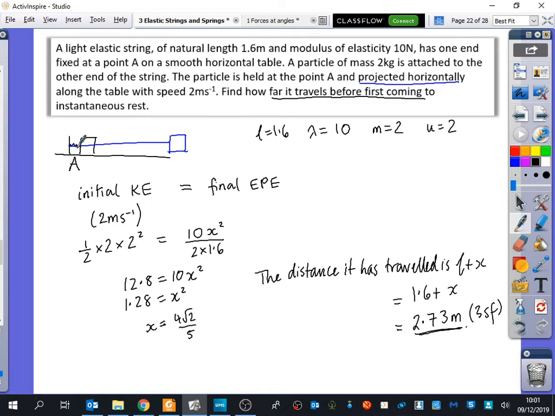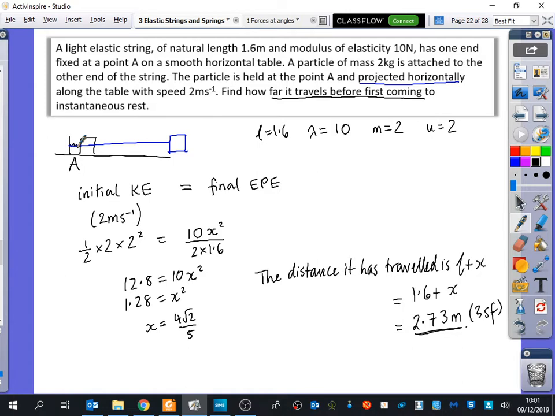If we go 0.9, then the string is still loose because it hasn't reached its natural length. And since there's no friction, all the energy just goes right on. All the energy is maintained until it goes beyond 1.6. When it goes beyond 1.6, it begins to slow down. When it gets to 2.73, it slows down.